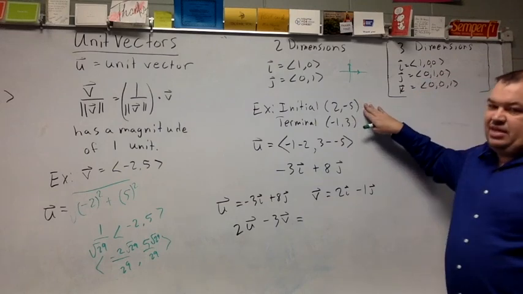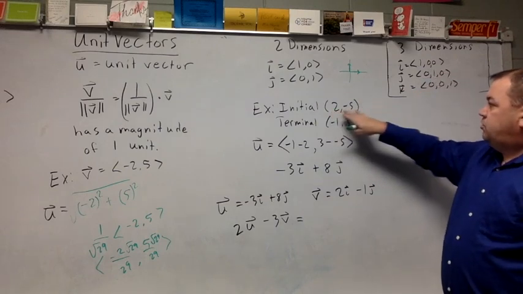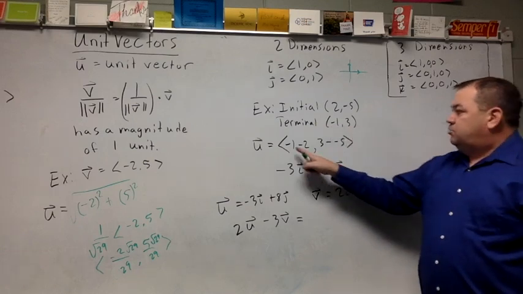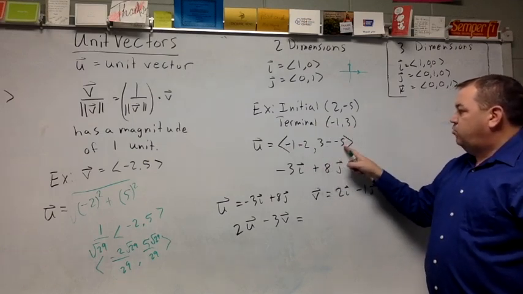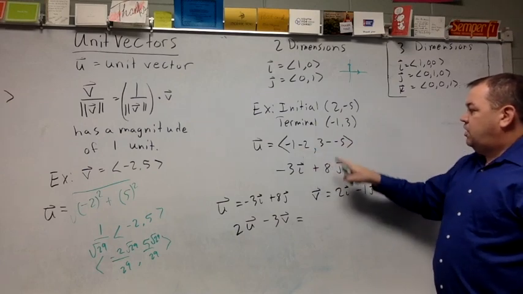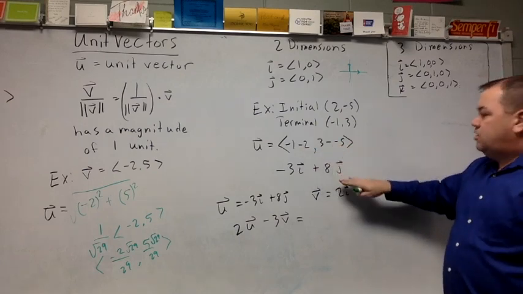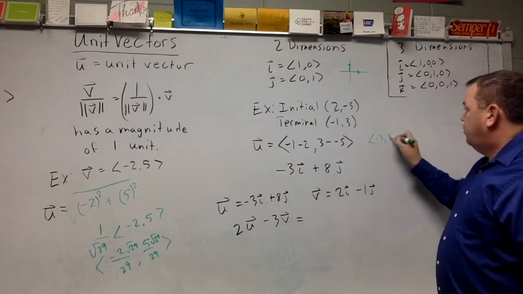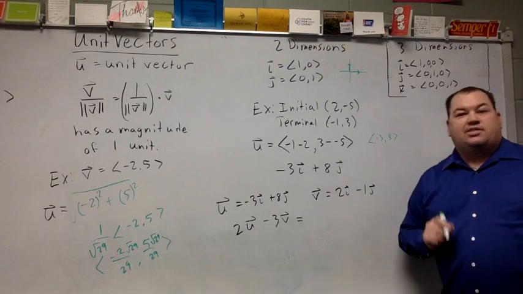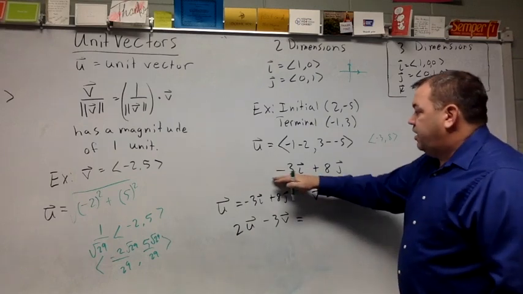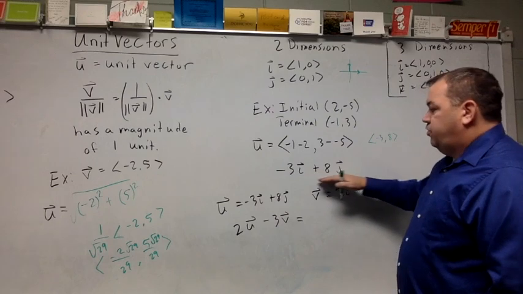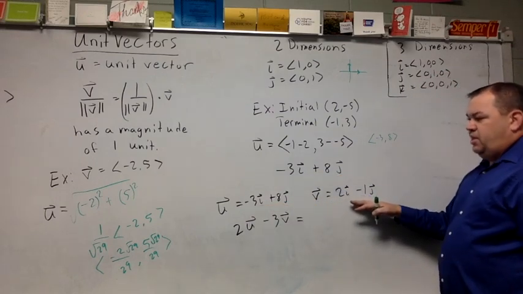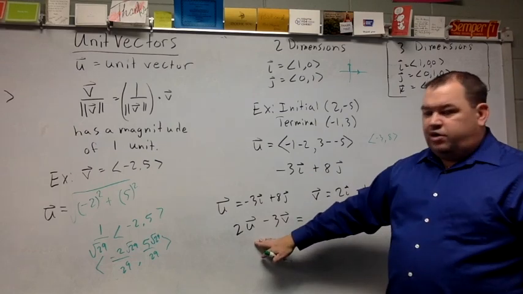So here's an example. My initial point is at 2, negative 5. My terminal point is at negative 1, 3. I subtract my x's, subtract my y's, and I get negative 3, positive 8. You might see it written this way instead of this way. They mean the exact same thing. This is my x direction. This is my y direction. They may even write vectors this way and then have you do vector operations.